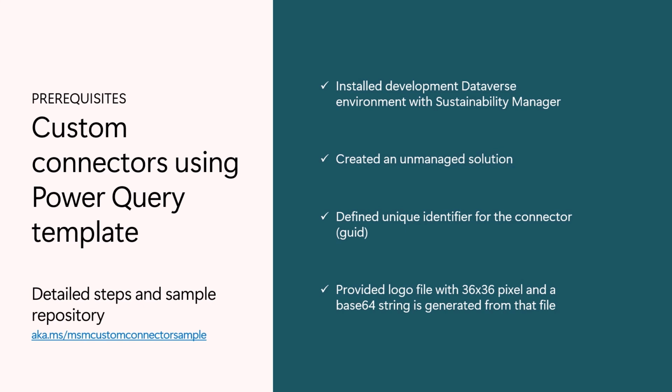Before demonstrating each of these steps, make sure you have a development environment with Sustainability Manager installed. You need to create an unmanaged solution with a publisher. And also you need to identify a unique identifier defined for your connector, a GUID basically. And also make sure you have your logo file within 36 by 36 pixels, and then you need to take this file and encode it with a base64 string. So you need that base64 string in the later steps. Detailed steps of this process and sample files can be accessed from the link highlighted here.